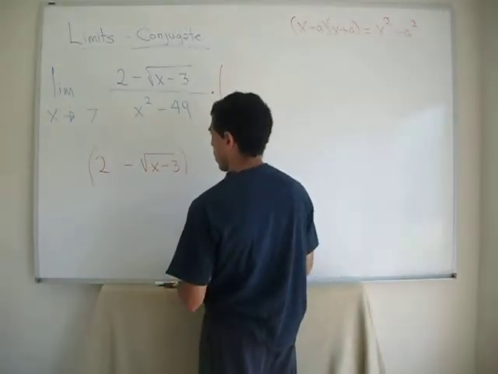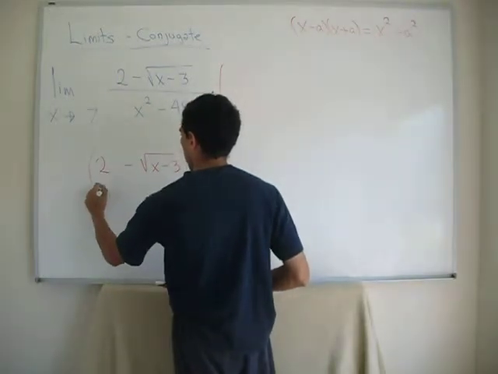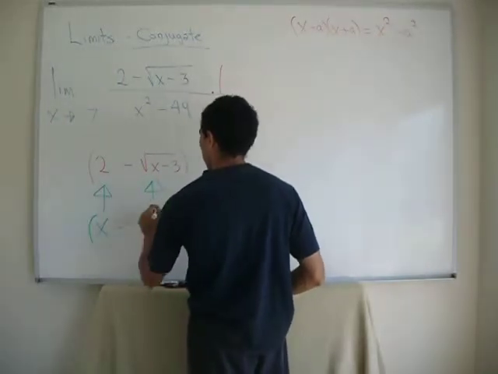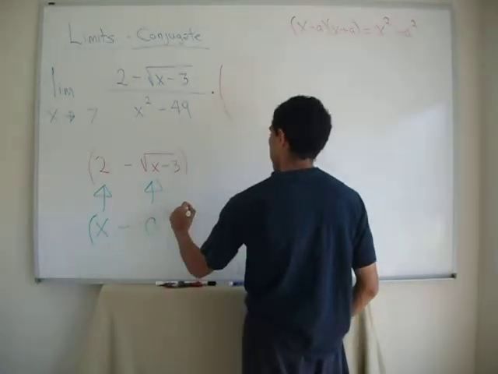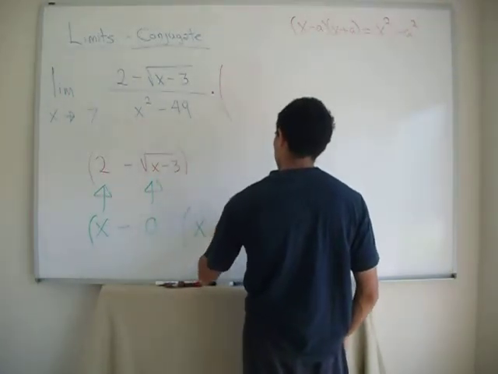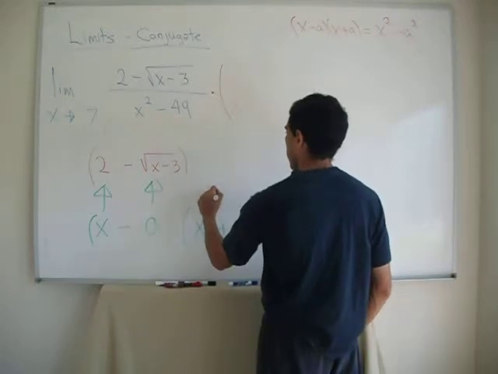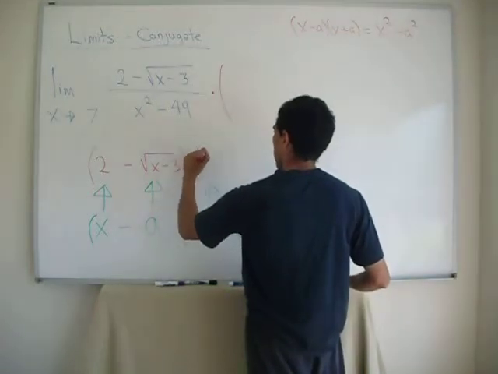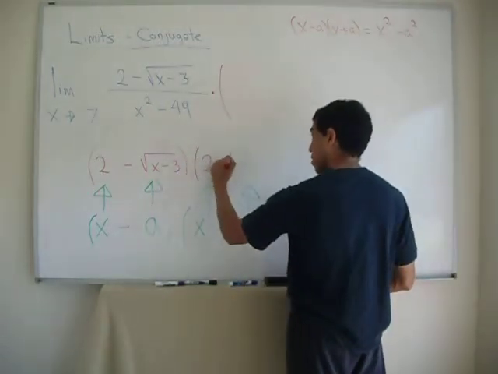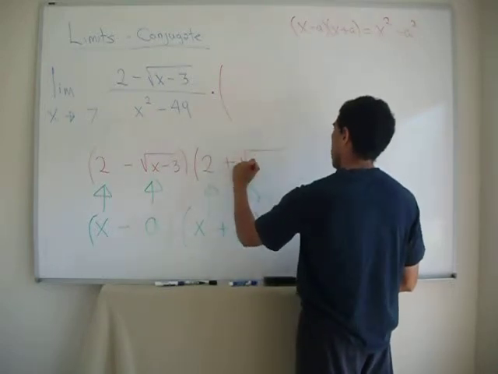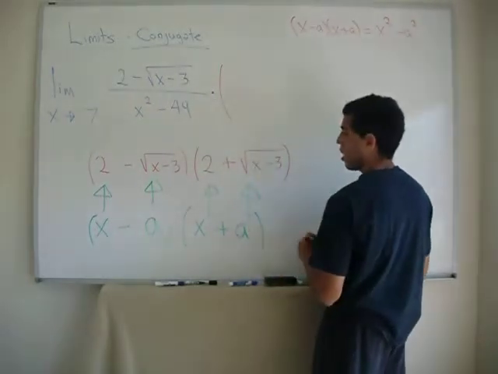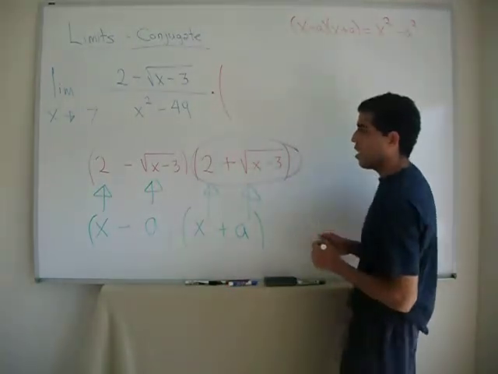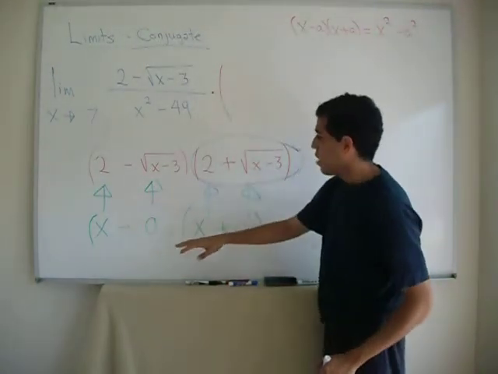So that means that this right here is going to look like x, and this right here is going to look like a. And we're going to have x minus a, and the conjugate is going to be the positive one, x plus a. So how do we write this into this? Very simple. The conjugate of this is going to be 2 plus square root of x minus 3. And this right here is what we refer to as the conjugate. As you can see, x minus a times x plus a.